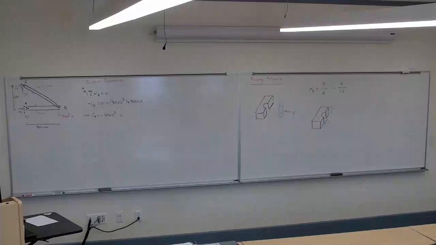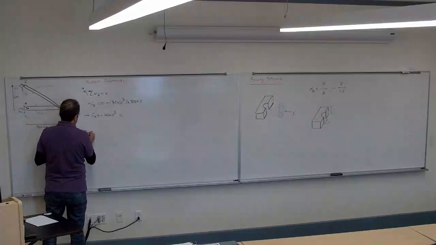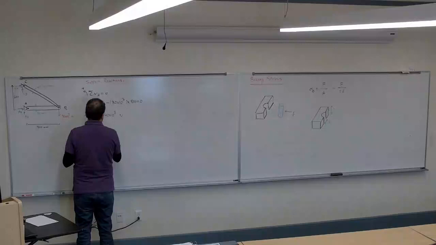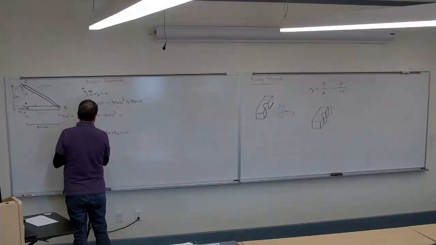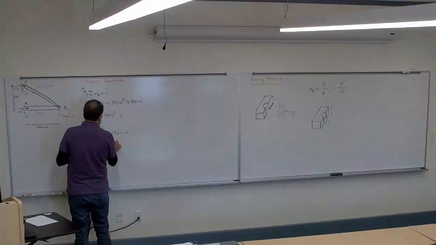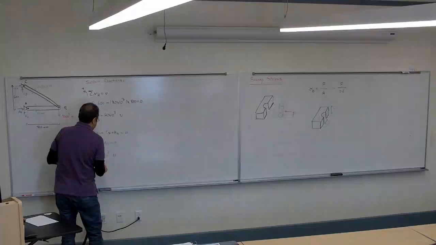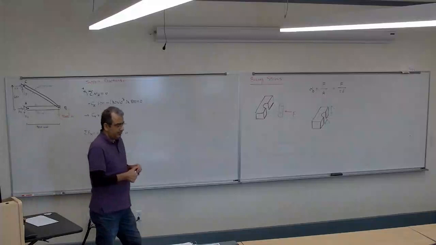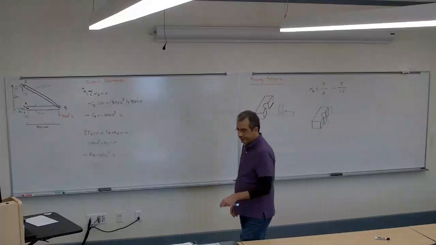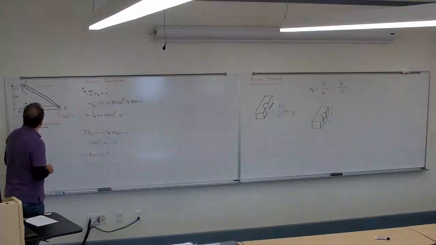Sigma of x equals 0. It gives me CX plus AX should be 0. So I have negative 40,000 plus AX is 0. So AX would be 40,000. So I have the CX, I have the AX. I'm going to get the CY and AY.